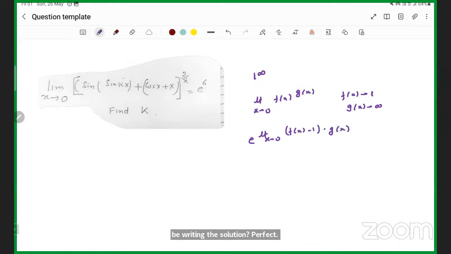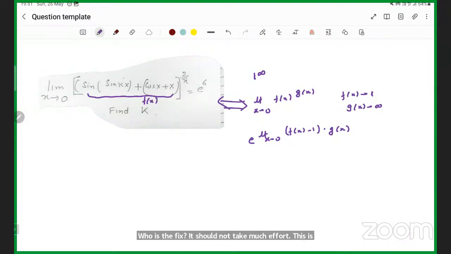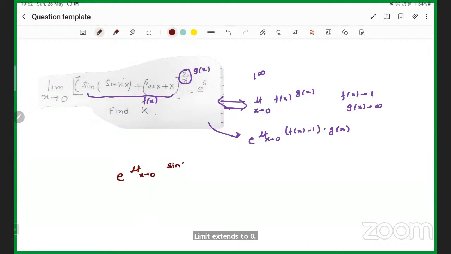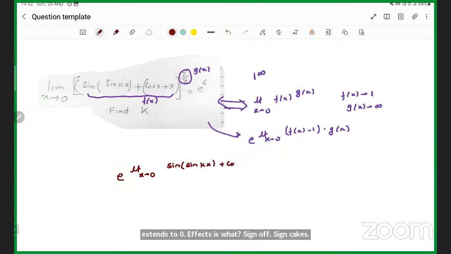If I ask you, by just comparing these two things over here, who is f(x)? It should not take much effort. This is going to be your f(x), and this is going to be your g(x). So let's use this formula to evaluate this. Basically, we'll be getting e to the power limit x tends to 0. f(x) is what? Sine of sine kx plus cos x plus x. This is your f(x), isn't it?